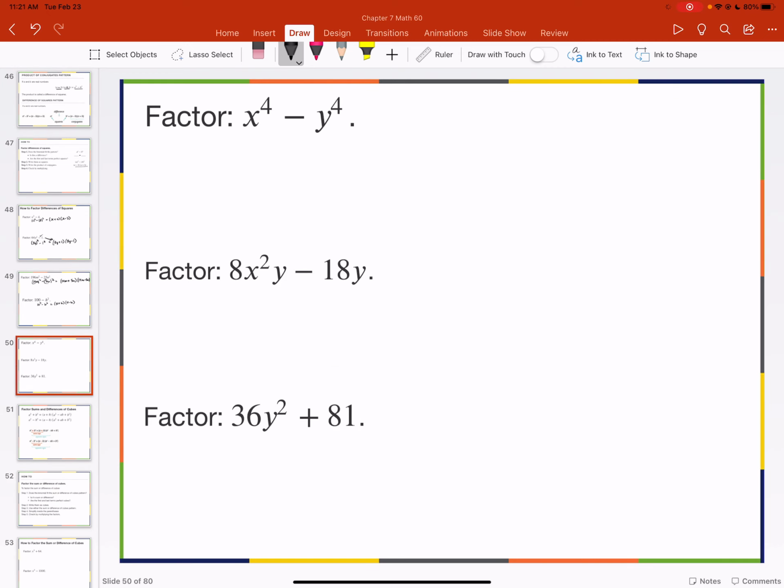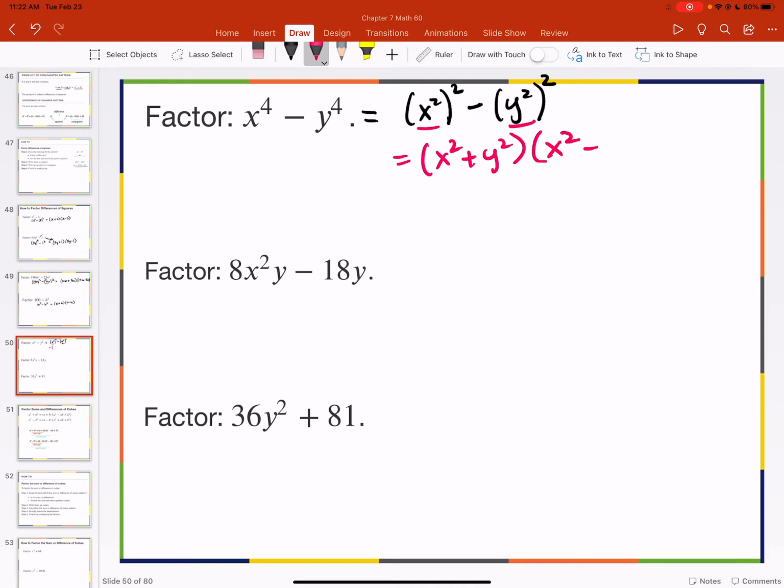Okay, x to the fourth minus y to the fourth. Now, interestingly enough, notice this pattern here. This is x squared squared minus y squared squared. So it is a difference of squares, but just keep watching. This one's a little interesting. This is your a and this is your b. So your product is going to be x squared plus y squared, and then x squared minus y squared.